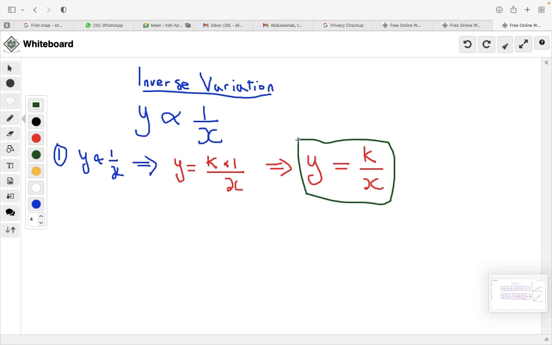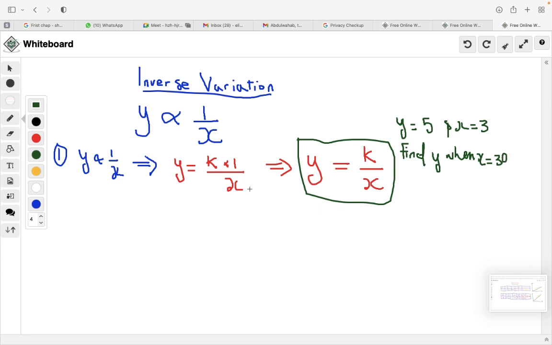The question says if y is inversely proportional to x, and y is 5 when x is 3, then find y when x equals 30.